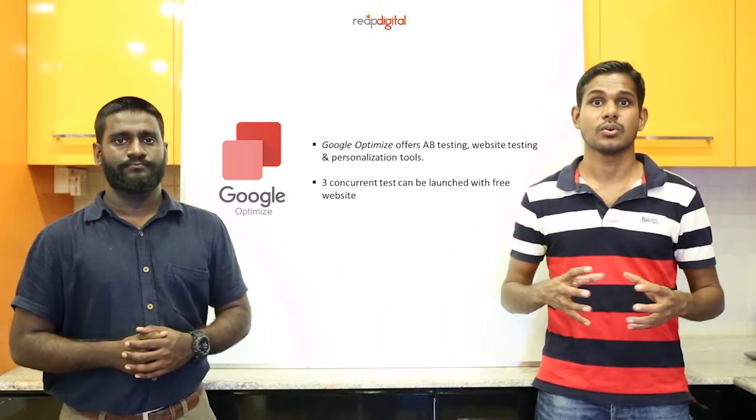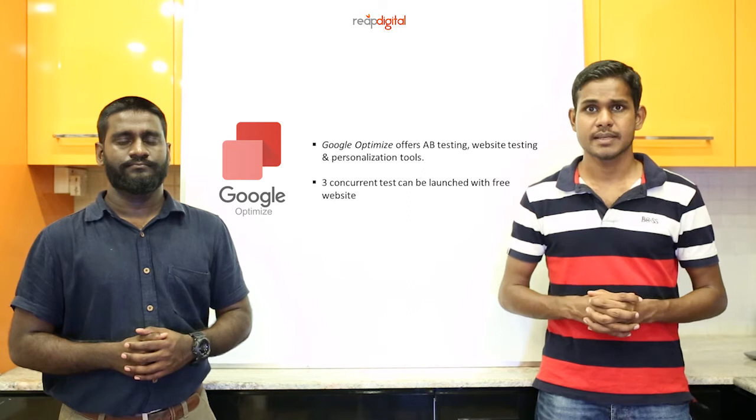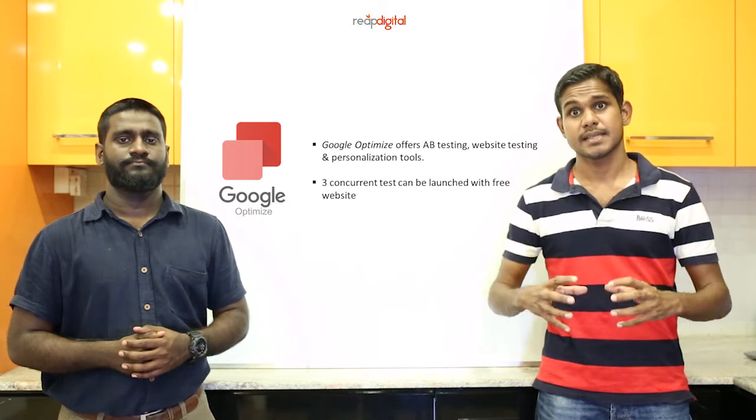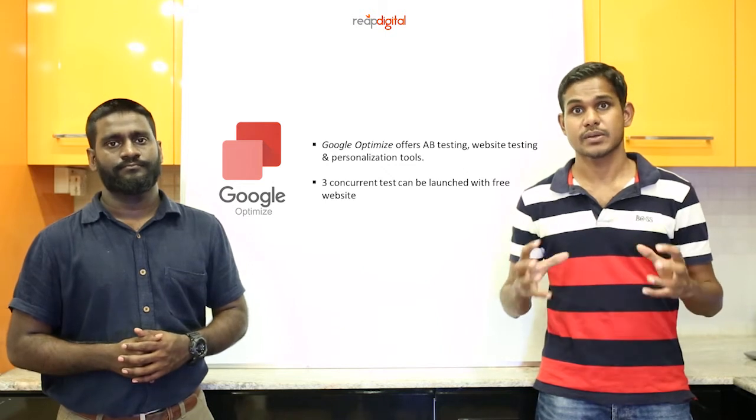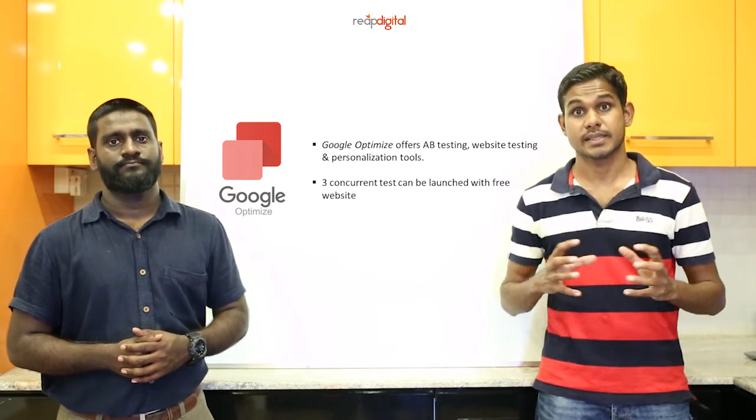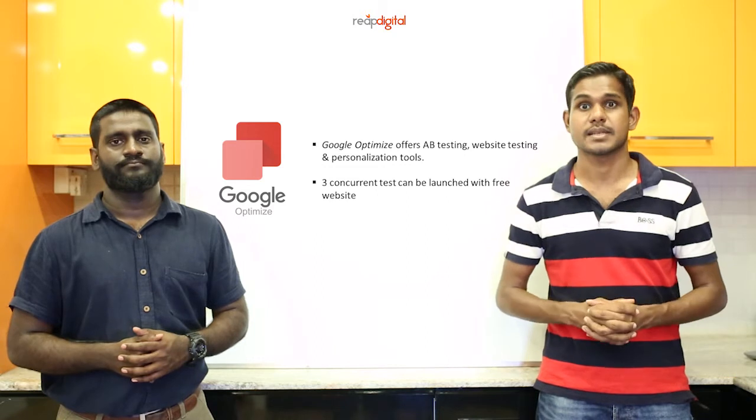Google separated their A/B testing engine as Google Optimize. With Google Optimize, Google introduced many capabilities: you can do A/B testing, you can do segmentation and A/B testing, and also you can do personalization using Google 360. They also allow us to do 3 concurrent tests for free users. That is more than enough to start with A/B testing and the website optimization process.